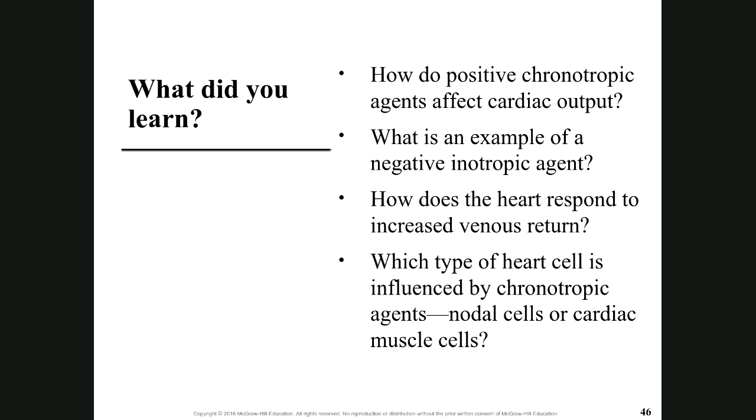And at this time, you need to know the answers to these questions. How does a positive chronotropic factor affect our cardiac output? What is an example of a negative inotropic agent? How does the heart respond to an increase in venous return? And which type of heart cell is influenced by a chronotropic agent? Nodal cell or cardiac muscle cell?